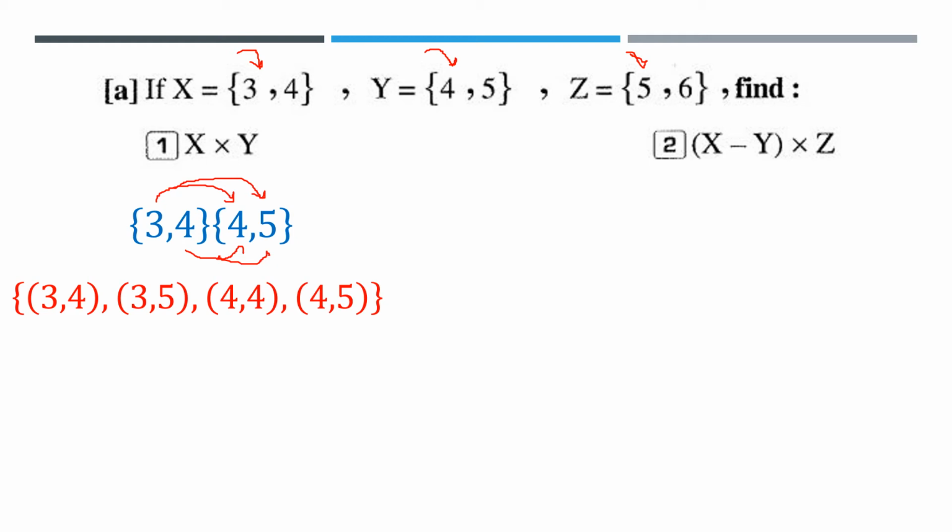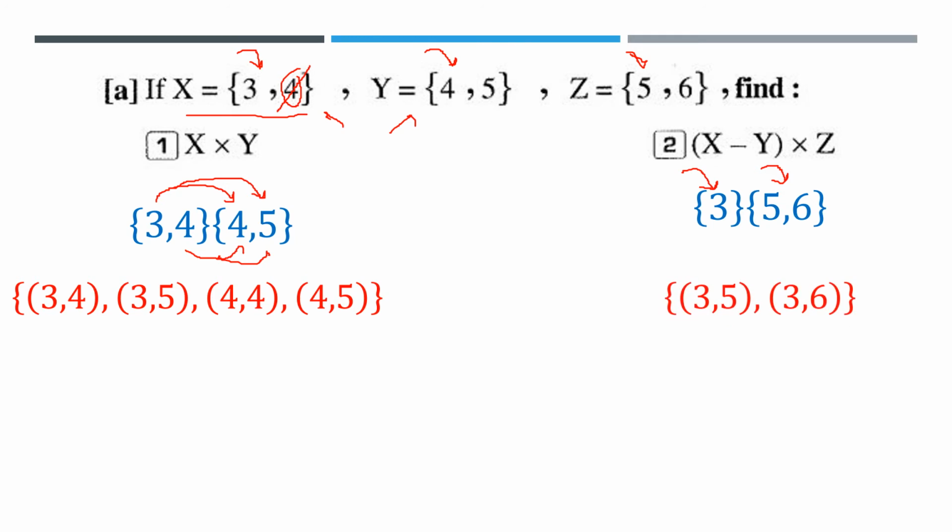Question number 2 says x minus y, times z. What do I do to get x minus y? I go to the x first. I look at the common elements that are in both x and y at the same time. I have the 4, I remove it completely from the x, leaving only one element which is 3. So x minus y now is 3, and z is 5 and 6. Let's multiply. So 3 and 5, 3 and 6.